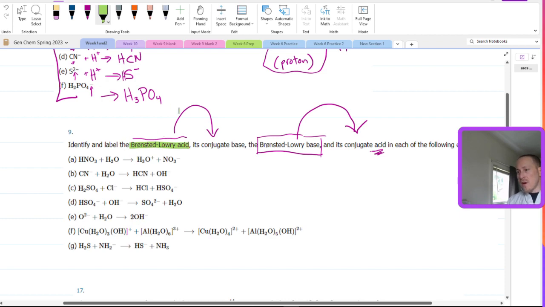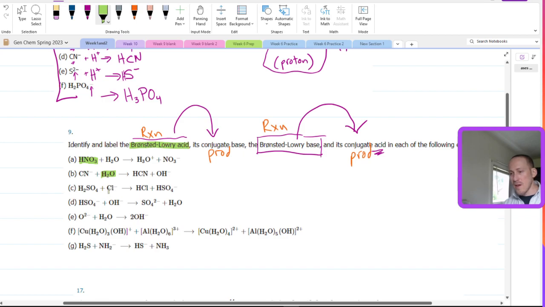One thing to note is that the Bronsted-Lowry acid and base are going to be on the reaction side every time, and the conjugates are going to be on the product side. So let's go through and look at all these reactant sides first and see who's giving and who's losing a proton. It looks like here, this is what's giving the proton. And here, this is what's giving the proton.